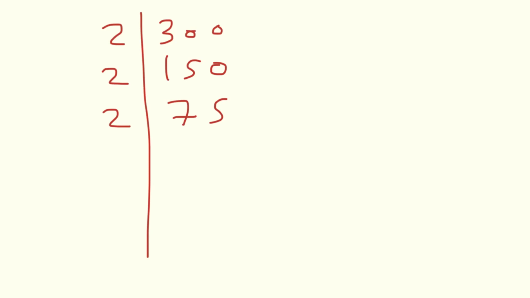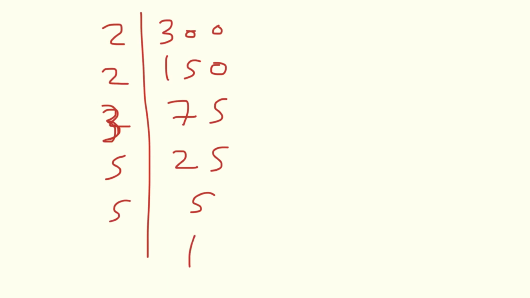You have to use 3 now, the next number. Now divide by 3. 75 divided by 3 is 25. Can I try the 3 again? No. I have to try 5, the next prime number. So I'm trying prime numbers in order: 2, then 3, then 5, then 7, until I finish. So I divide by 5 and get 5. I try 5 again and get 1. That's it, I'm finished.